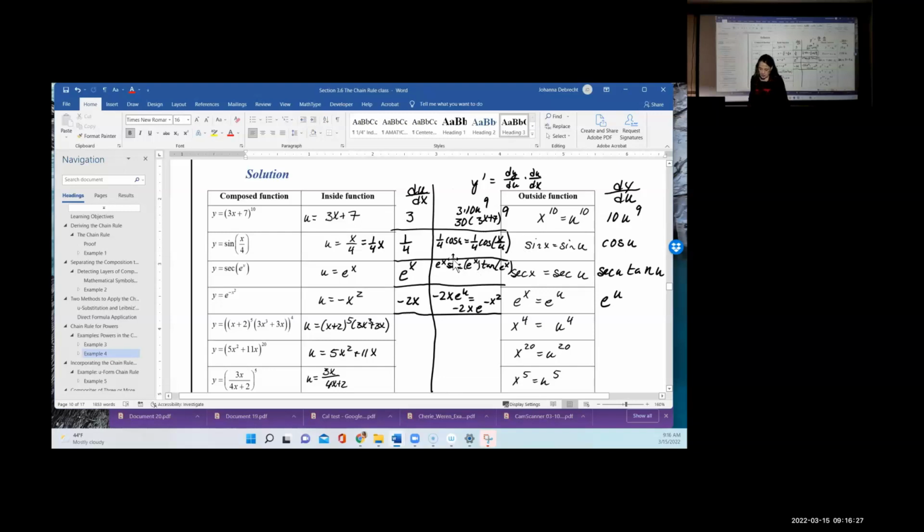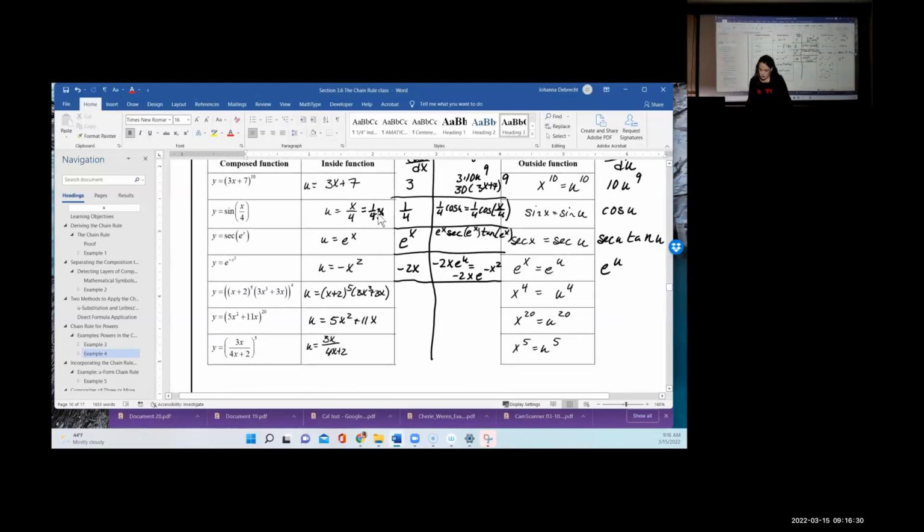The next one is a little bit more difficult. It's a little bit longer. We have the quantity x plus 2 to the 5th times the quantity 3x cubed plus 3x, all raised to the 4th power. The very last thing you do in the order of operations is the 4th power. So that becomes the outside function. So then our outside function is u to the 4th, and the inside function is the product of those two binomials, the first one raised to the 5th power.